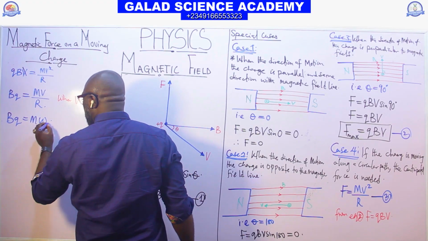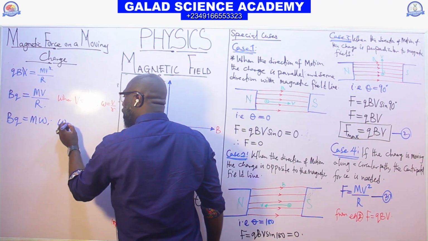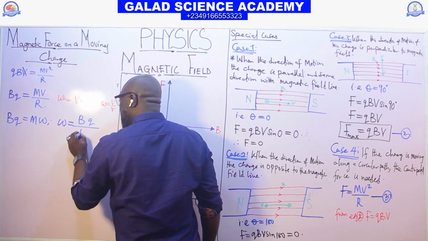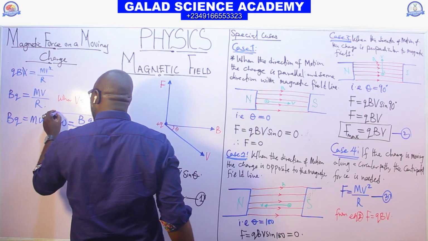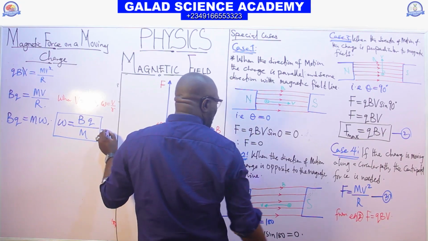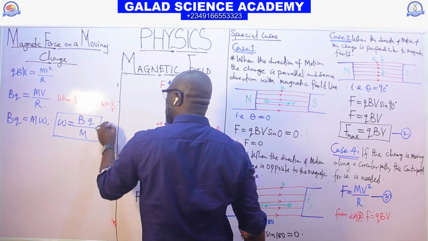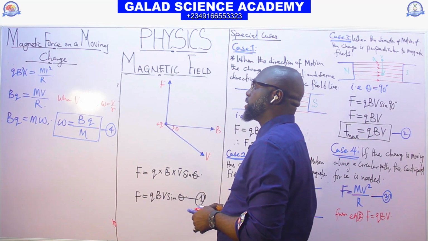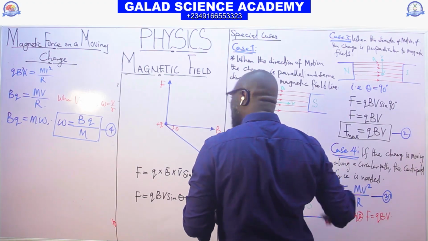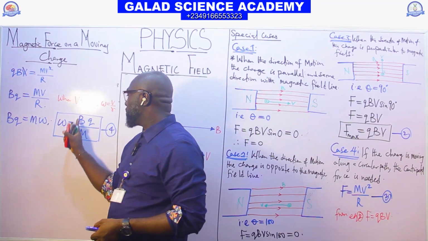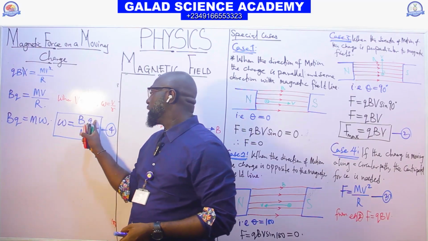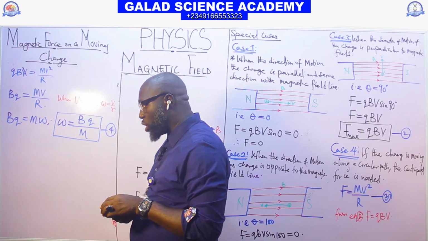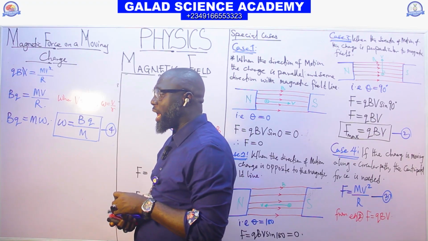From this expression, we can later have the omega should be BQ over mass. This is another equation, which is called equation 4. Good. It says the angular velocity of the charge along a circular path is given by the magnetic flux density, the charge itself, and the mass of the charge.